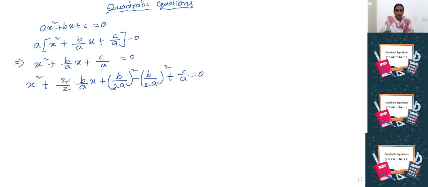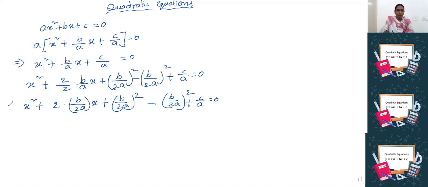See, in this equation I multiplied by 2 and at the same time divided by 2, so no value will change. Here also, I added b by 2a whole square and at the same time subtracted b by 2a whole square. Now x square plus 2 into b by 2a into x plus b by 2a whole square. See this one, it is in the form of a square plus 2ab plus b square. For this we know the formula a plus b whole square, so I am reducing this to that. Here a means x, and b means b by 2a. A plus b whole square means x plus b by 2a whole square.